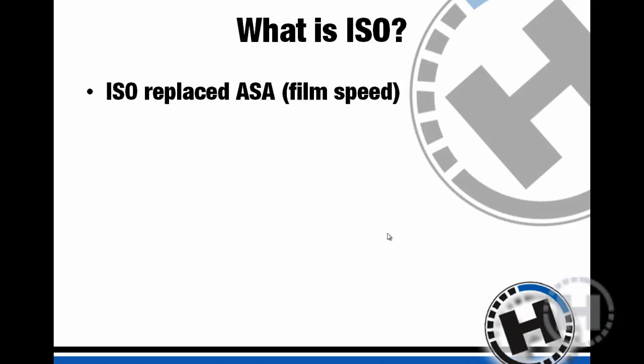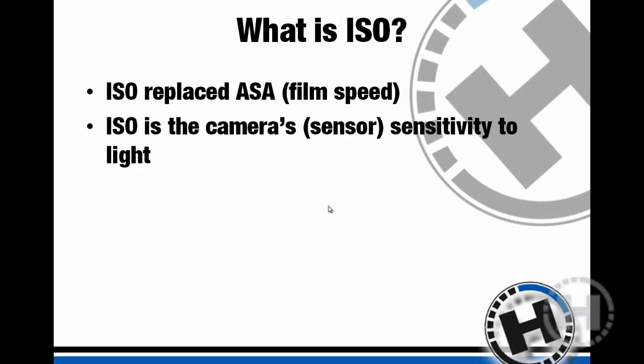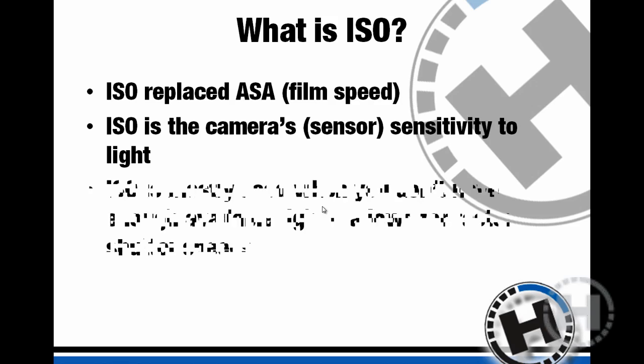When digital photography came along, ISO replaced ASA, which was known as film speed. It's essentially the camera's sensitivity to light. It's actually the sensor in your camera that becomes more or less sensitive. But it is essentially the same thing as when you would have different types of film speed. They would either be more or less sensitive to light, and that would allow the camera to process the light and to capture the light a little bit quicker.